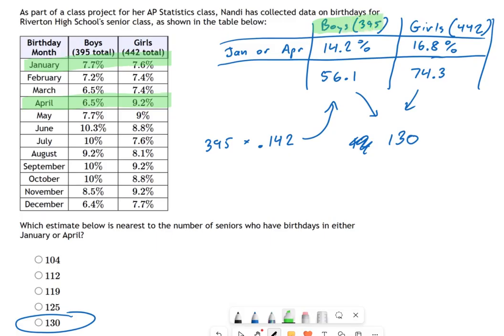So you can't just add the percentages all together and multiply it by the total number of students, right? It's different percentages of boys and girls.